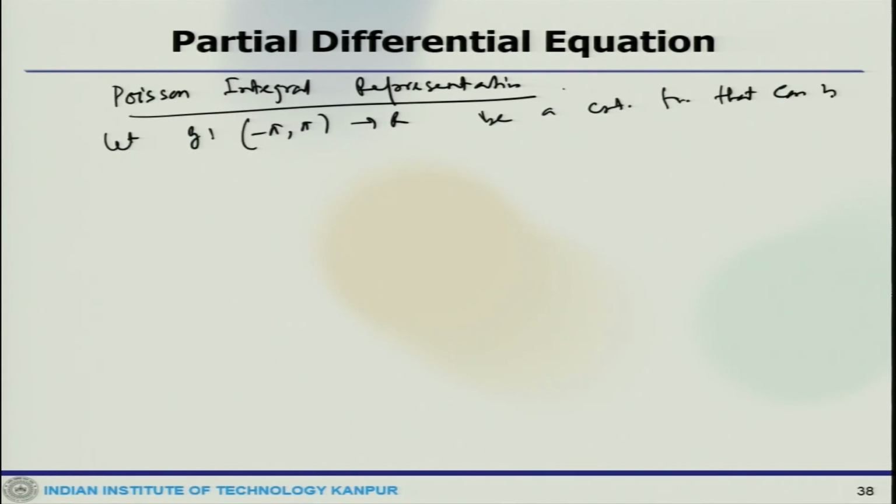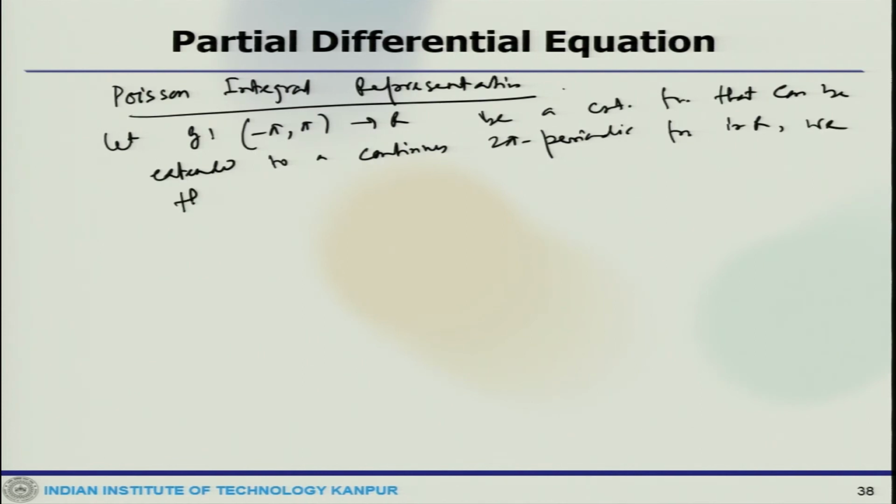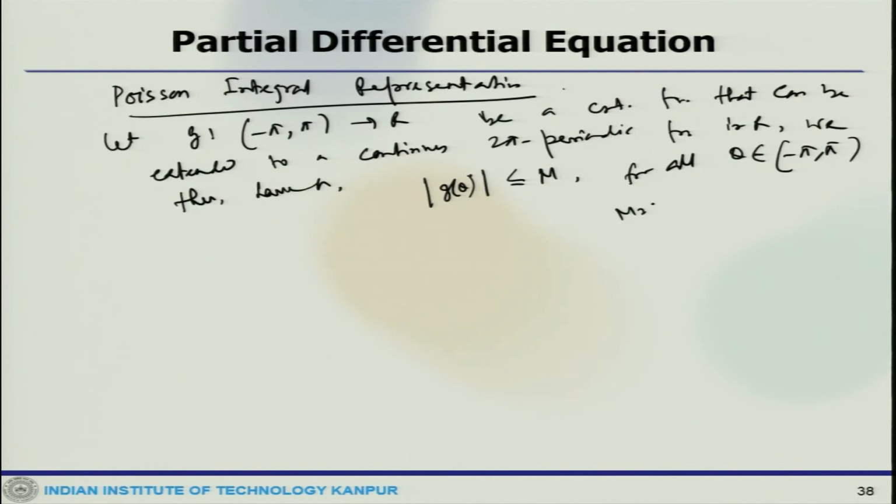that can be extended to a continuous 2 pi periodic function in R. We then have that g of theta is less than M for all theta belonging to minus pi to pi, where some positive M is some positive constant.